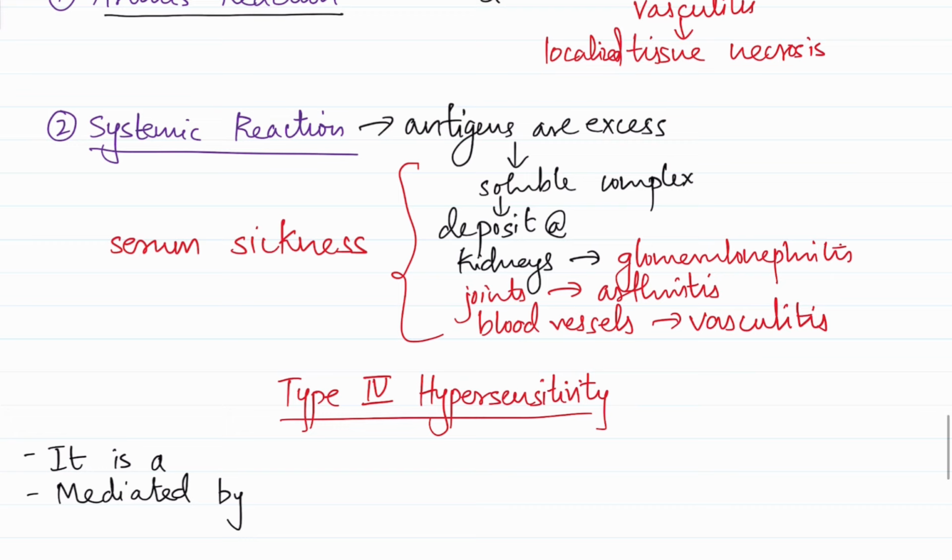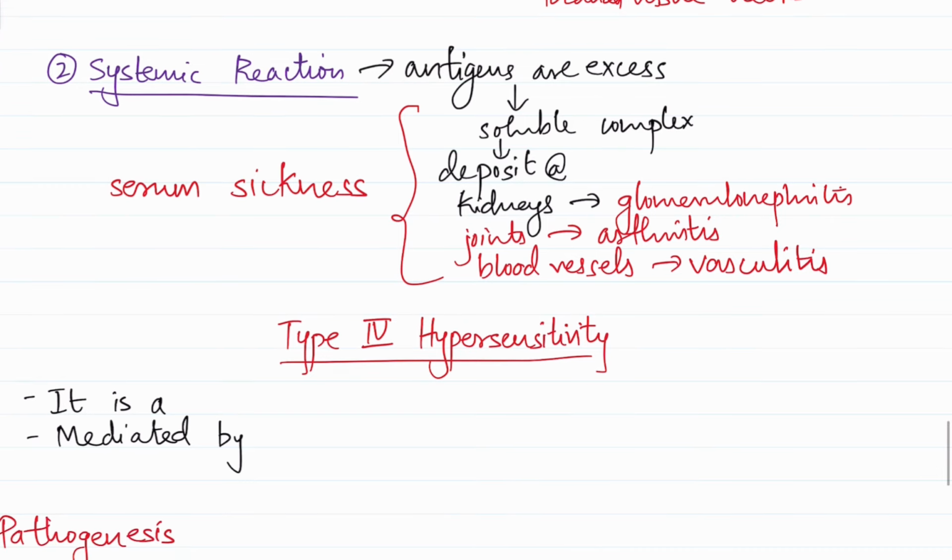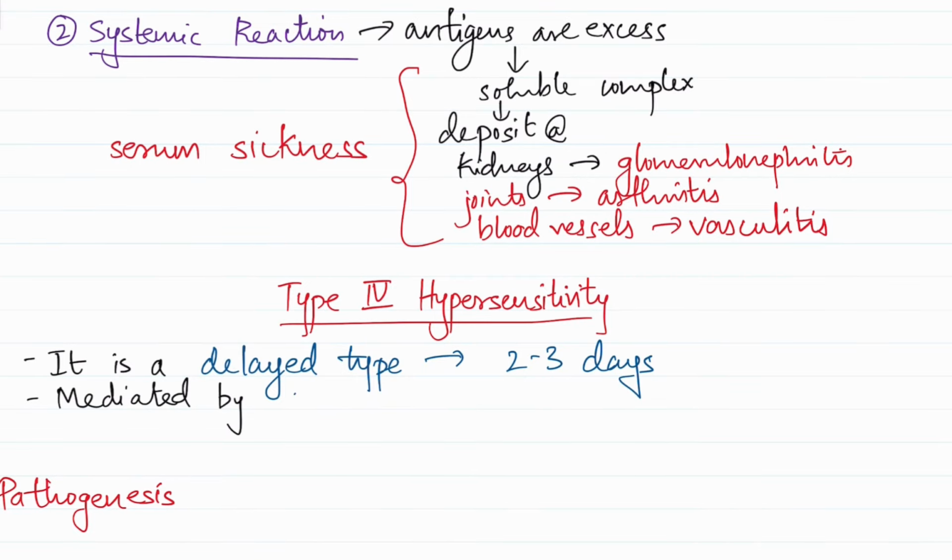Now about type 4 hypersensitivity reaction. The first point is that it is a delayed type of hypersensitivity reaction. All the first three types of hypersensitivity reaction occur immediately, whereas type 4 occurs 2 to 3 days after the exposure to antigen. It requires 2 to 3 days to manifest, and it is mediated by cell-mediated immunity.